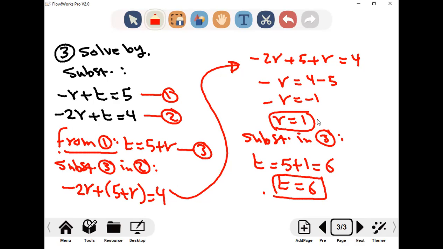Now, what you need to do is to check your answer by using these two variables in these two equations. Negative r, negative 1, plus t, which is 6, gives 5. And here negative 2r, negative 2 times 1, so negative 2 plus 6, positive 4. This is what we want, okay? Done. Copy?